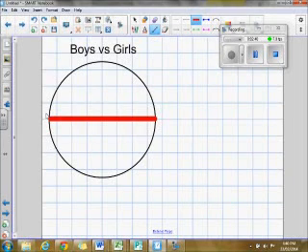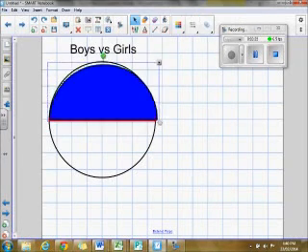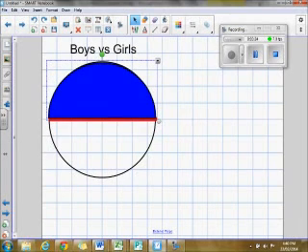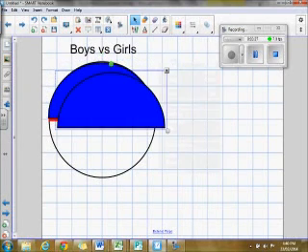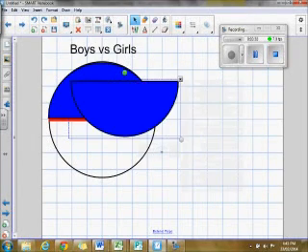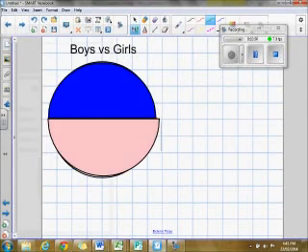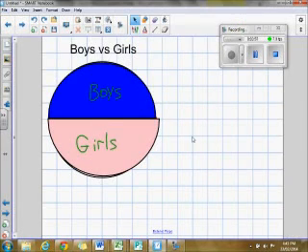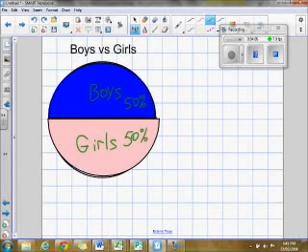Because the entire circle equals 50, half would be boys, and the other half would be girls. Or 50% boys, 50% girls.